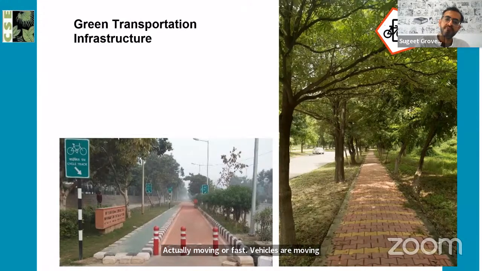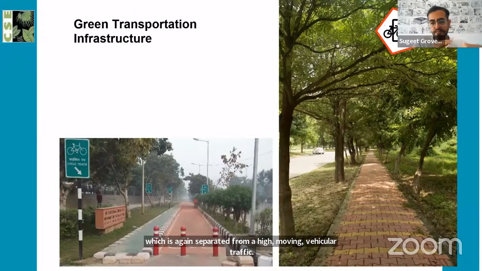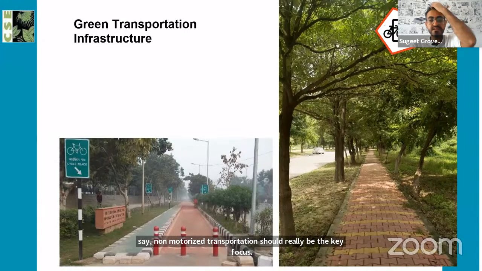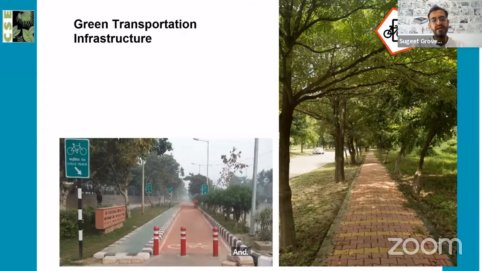And on your left, again, we see a very good example of a bike path being separated from a pedestrian path, which is again separated from high moving vehicular traffic. So all of these things in combination, where we say, all right, non-motorized transportation should really be the key focus and should be something that is encouraged by your campus.